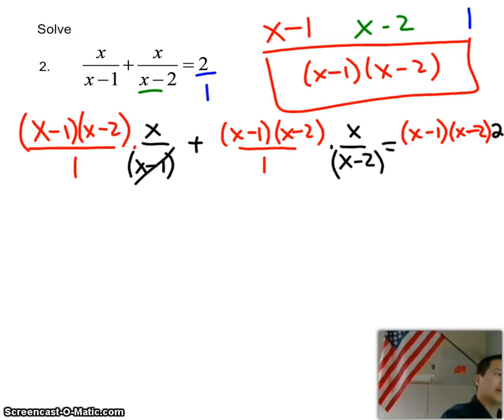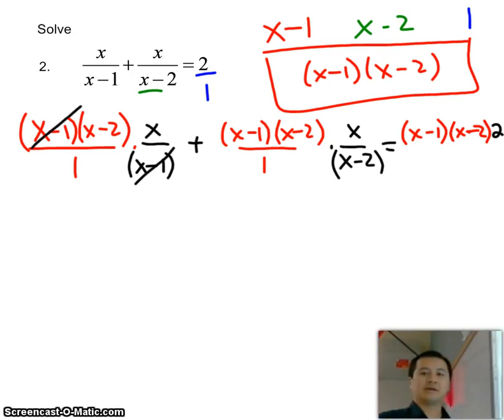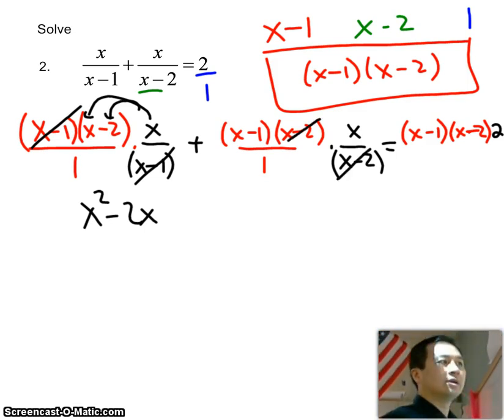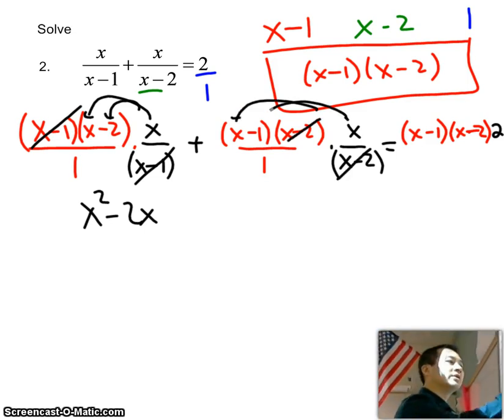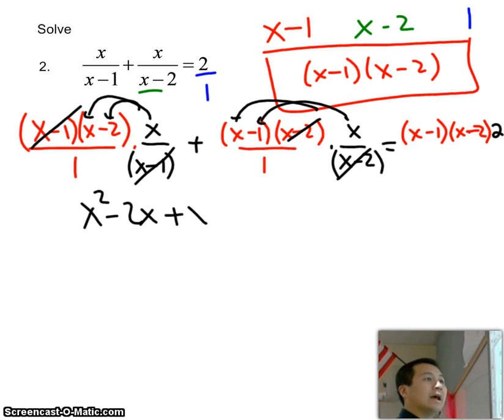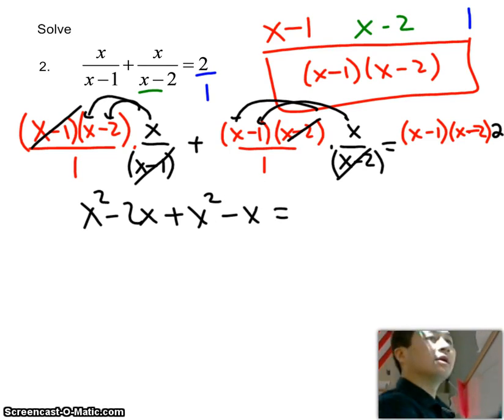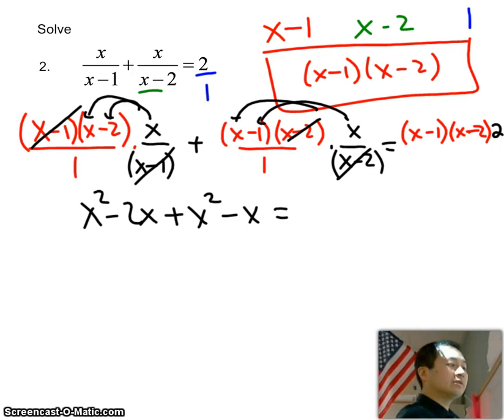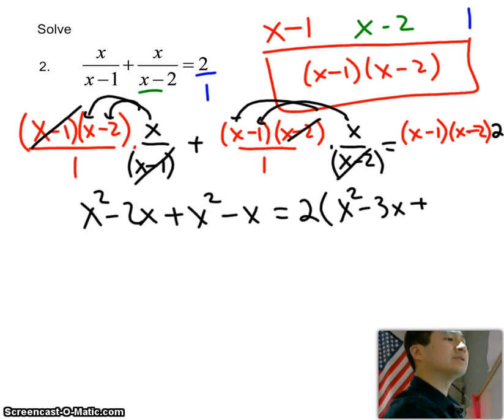Over here, take a look. Simplifies. Denominator is gone. What's left? x squared minus 2x. Distribution. Over here, simplify. What's left? Distribution. Plus x squared minus x. Over here, nothing cancels because there's no denominator. So I just have to multiply everything. That looks like 2 times x squared minus 3x plus 2.